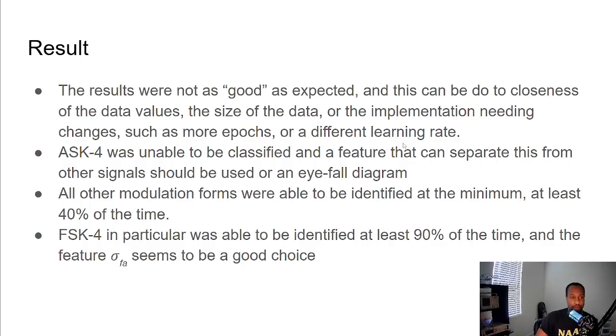The big issue was ASK4 was unable to be classified. And I did figure out one good thing, which is for FSK4. A good classifier for it is the sigma FA, which I believe is the standard deviation of the instantaneous frequency. It seems to be a good choice for classifying FSK4 compared to other modulation schemes. So that's a good feature to use if you specifically are interested in classifying FSK4.